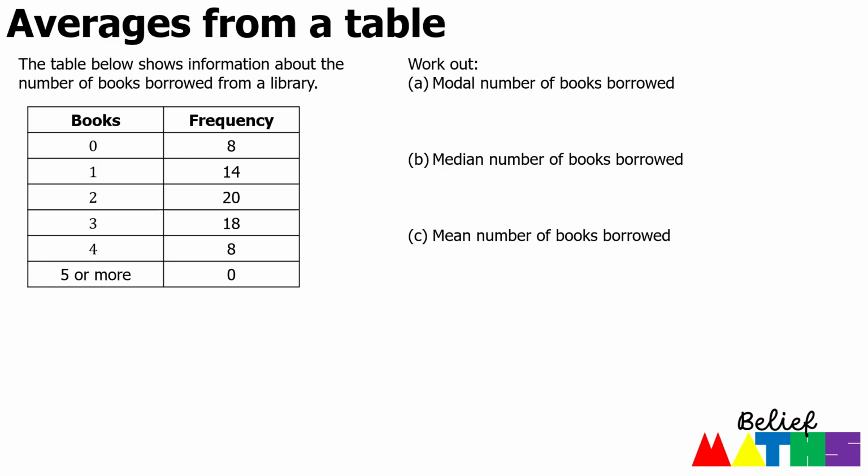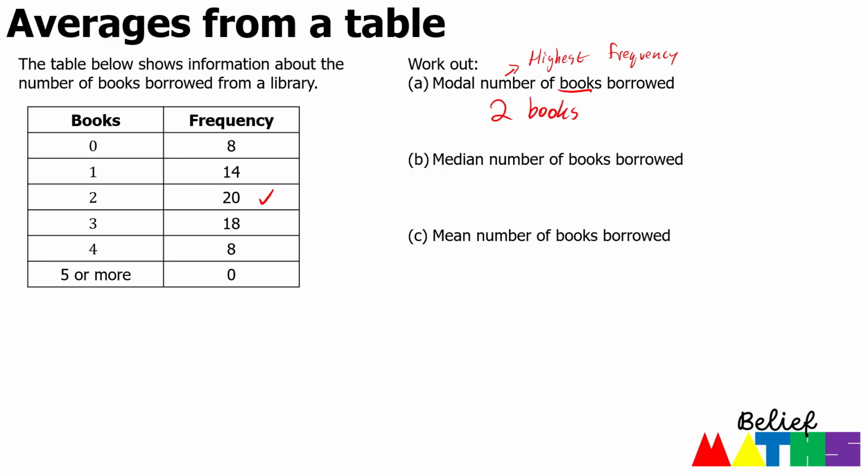Now, averages from a table work in a slightly different way, because the table is just a way of tidying up. Rather than having loads and loads of numbers written beside each other, we can just tidy that up into a table. Now, the modal number of books, again, means the mode, the most common. But again, what we're going to look for is the highest frequency. And we looked at our frequencies and we see, well, it's this one. And it's the number of books borrowed. So the modal number of books borrowed here is 2 books.